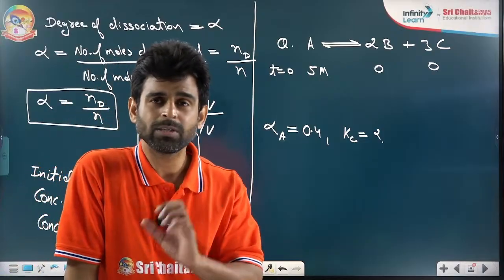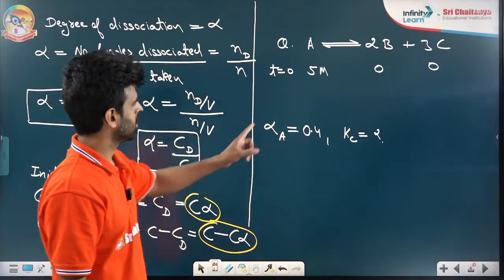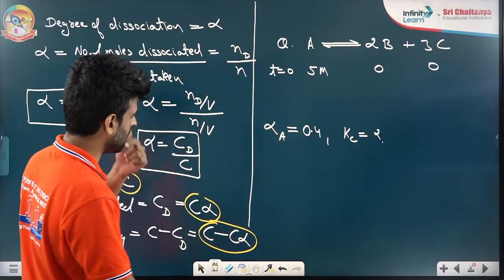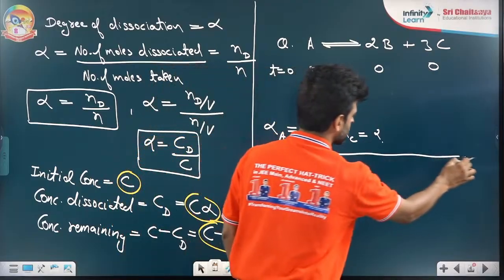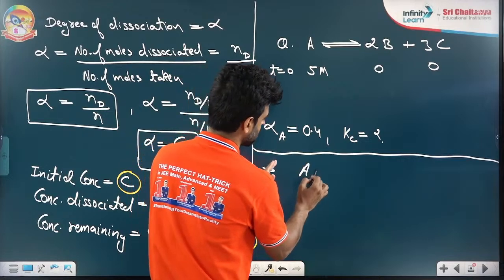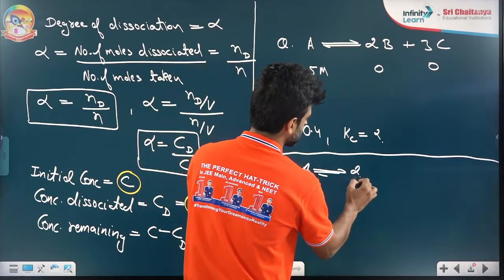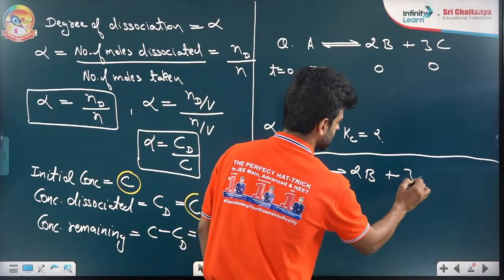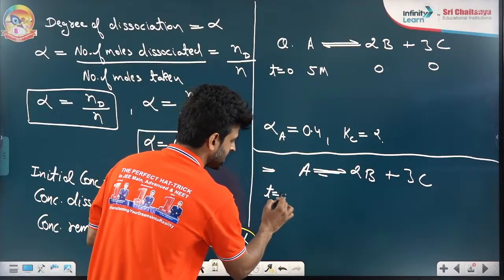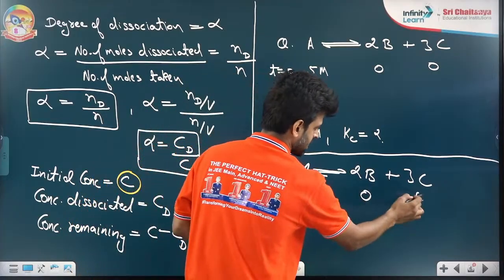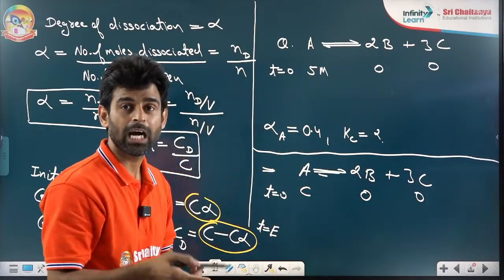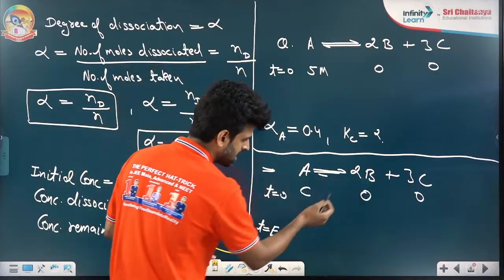Okay. So initial how much? Initial how much taken? 5. Or imagine, I'm just showing you one more example here without data. Same I'm showing. Look at this carefully. It was A. Here I'm taking 2B and here 3C, right? Then you will solve by yourself. At time 0, taken how much? C taken. C is the initial concentration. If alpha is the degree of dissociation, then how much will finish? C was the initial taken.